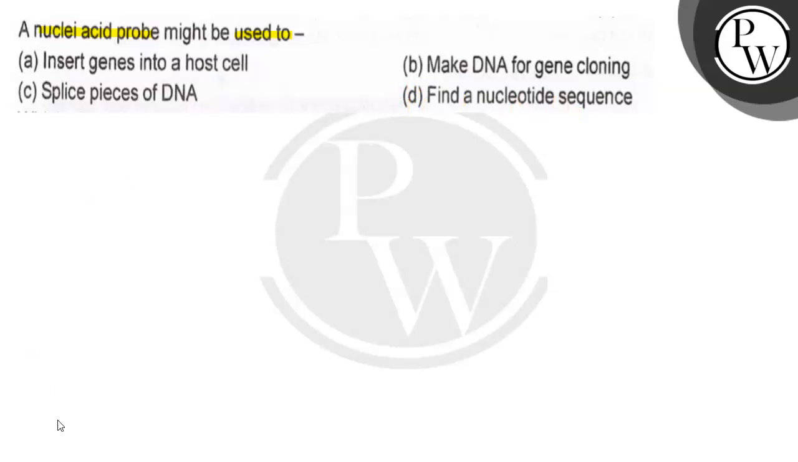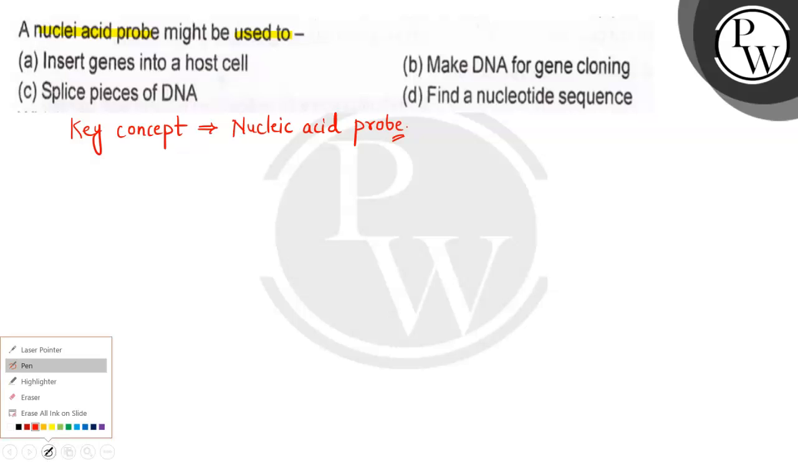Fine. So, if we have to understand this question, first of all, we have to know what is the key concept that we have to use for this question. तो हम कह सकते हैं यहाँ पे जो की कंसेप्ट यूज हो रहा है दैट इज द न्यूक्लिक एसिड प्रोब. फाइन. सो न्यूक्लिक एसिड प्रोब होता क्या है? So whenever we talk about a probe, हम कह सकते हैं probe क्या है?